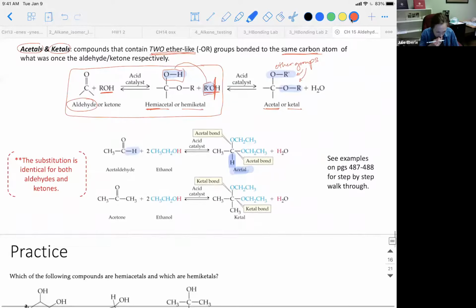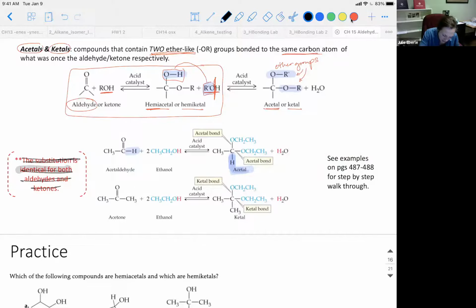I actually think this is a typo. The substitution is not identical. Whoops, I meant to mark that out. We don't have the same kind of substitution. So sorry about that.